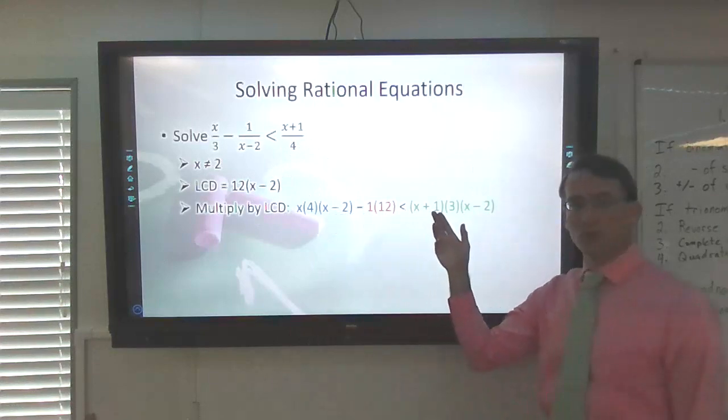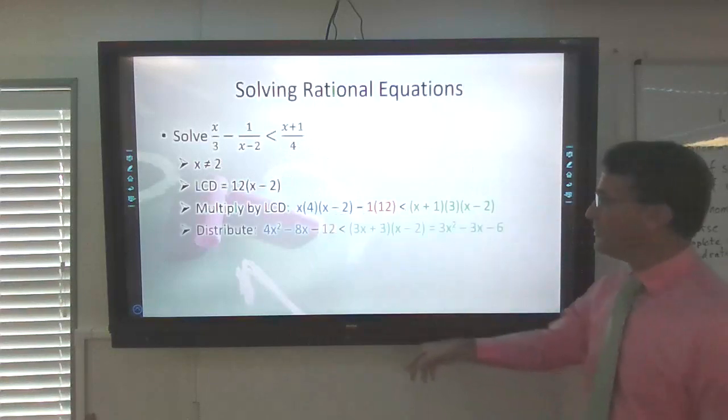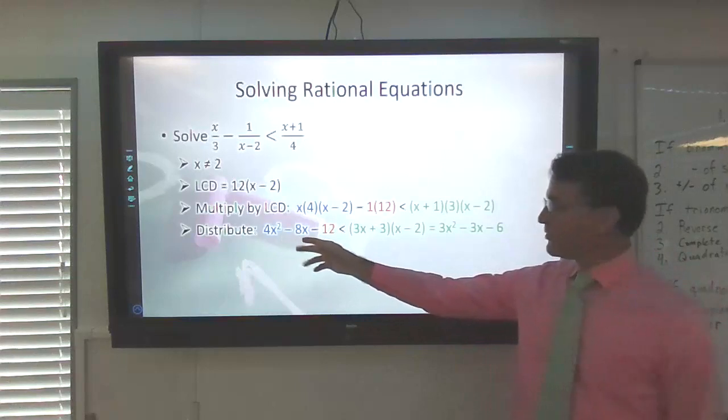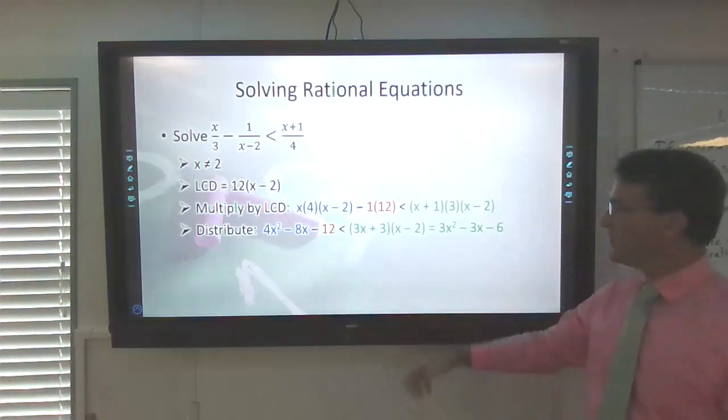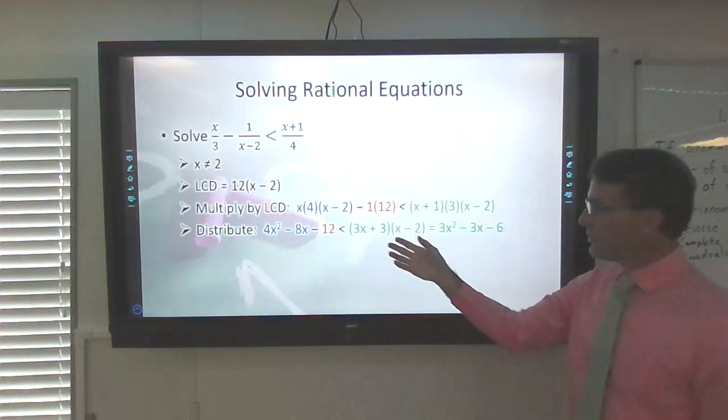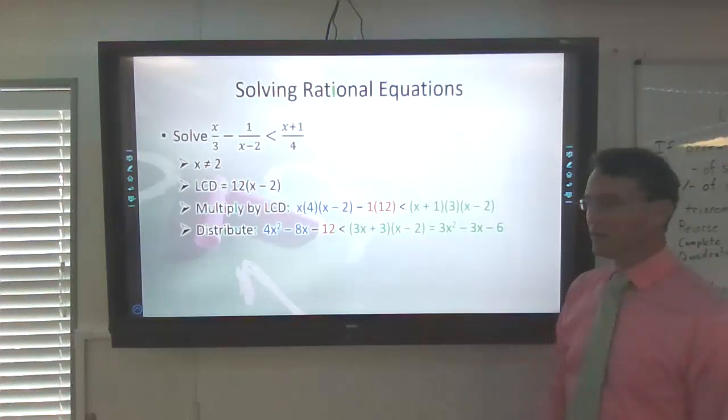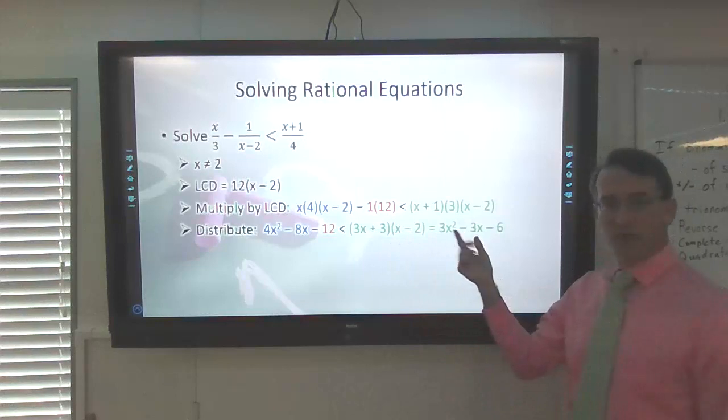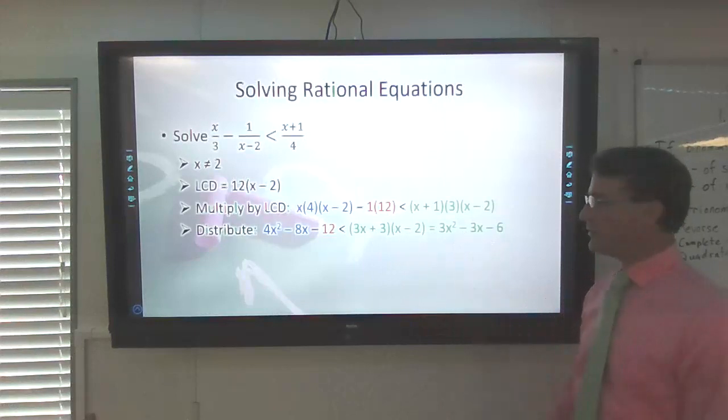When I distribute all of those, I'm going to get 4x squared minus 8x minus 12 on the left, and then all of this on the right, the 3x plus 3 and the x minus 2. I went ahead and kept those together, and then I went ahead and distributed that. So I did kind of two steps in that one line there.